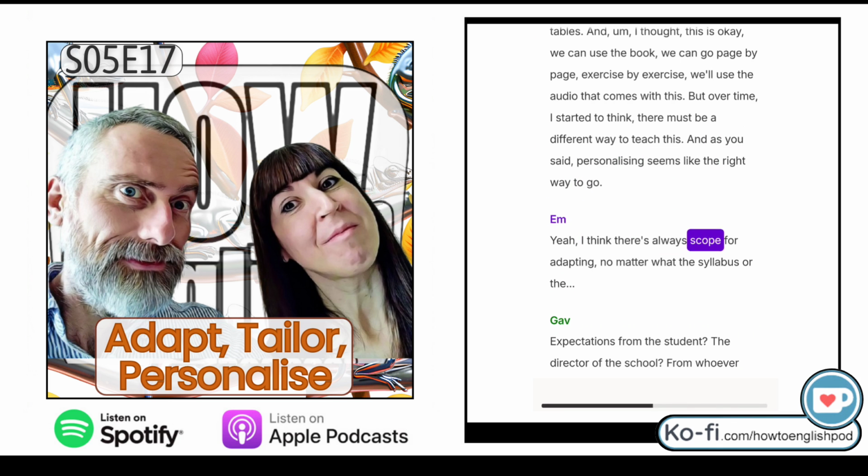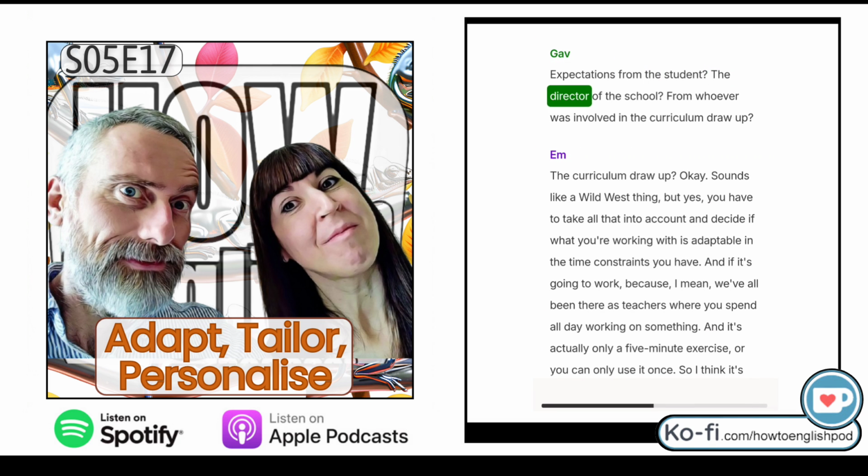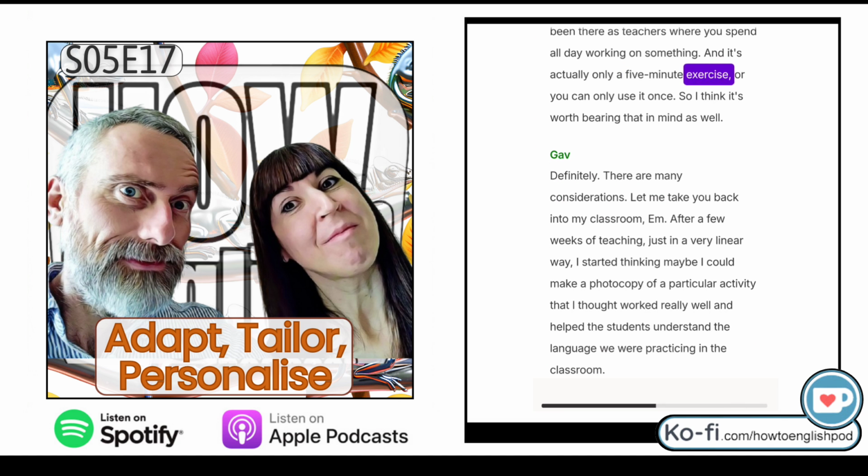Yeah, I think there's always scope for adapting, no matter what the syllabus or the expectations from the student, the director of the school, from whoever was involved in the curriculum draw up. The curriculum draw up, okay, sounds like a Wild West thing. But yes, you have to take all that into account and decide if what you're working with is adaptable in the time constraints you have and if it's going to work. Because we've all been there as teachers where you spend all day working on something and it's actually only a 5-minute exercise, or you can only use it once. So I think it's worth bearing that in mind as well. Definitely. There are many considerations.